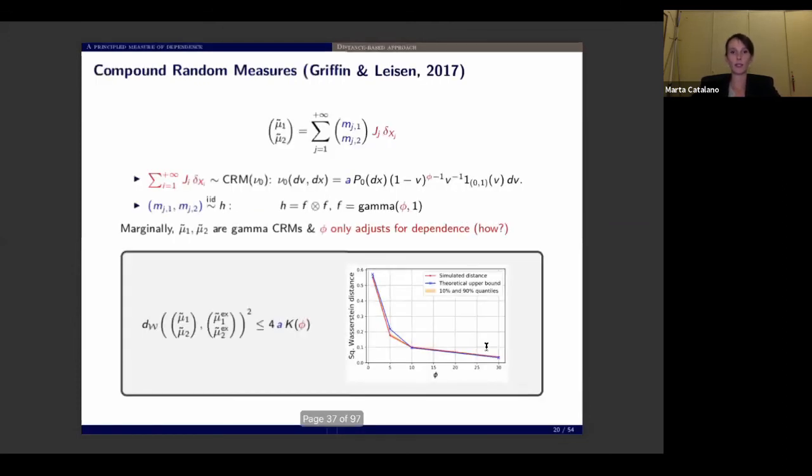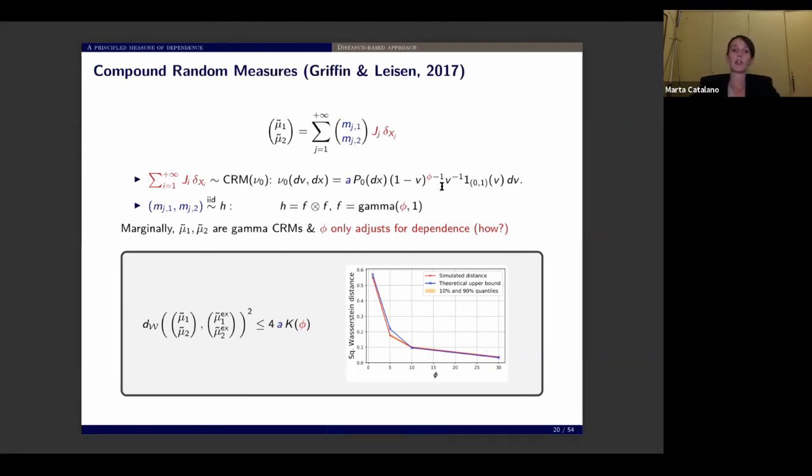Okay, so I'll just give you an example to try to give you the flavor of the kind of results that we achieved. So compound random measures were defined by Griffin and Leisen in an interesting paper in JASA in 2017. The idea is that they build dependent random measures with a two-stage procedure.